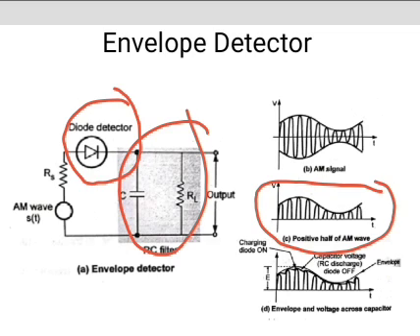The main advantage of this detector is simplicity and also efficiency. Simplicity, that means using very few components, easy to implement. So, it is commonly used in almost all commercial AM radio receivers.